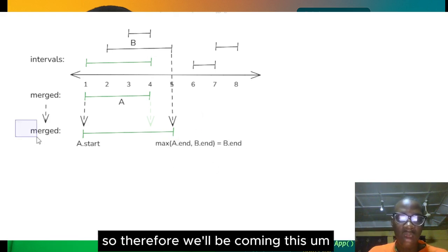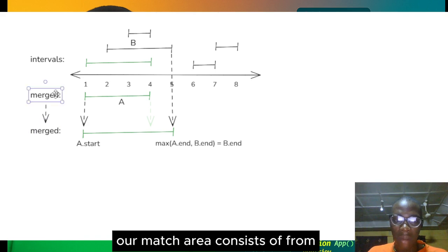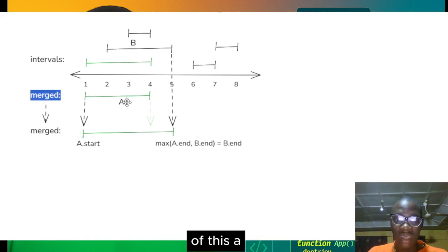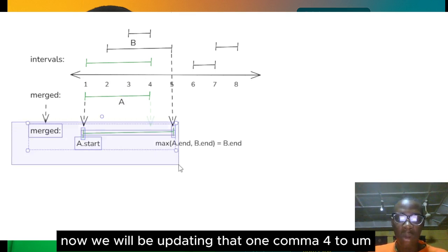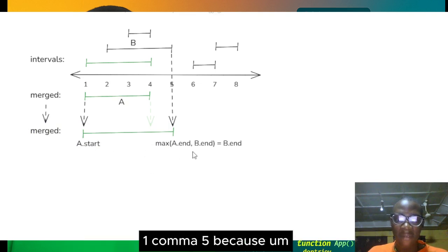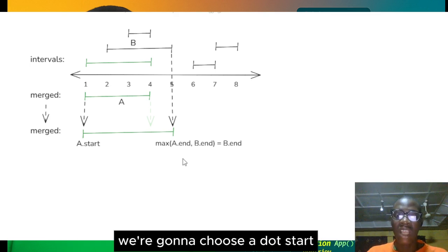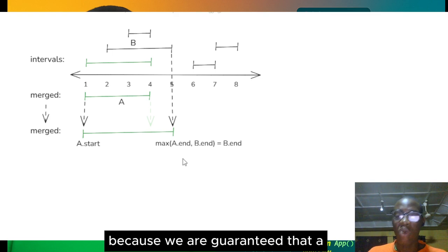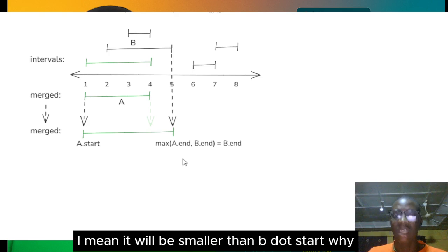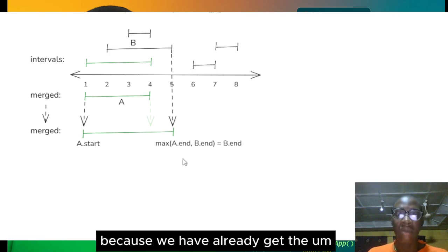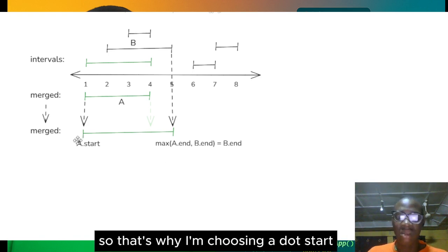Therefore our merge array consists of this a, which is 1,4, the very first interval. Now we will be updating that 1,4 to 1,5, because whenever two intervals merge like that, we choose a dot start, since we are guaranteed that a dot start will be toward the left. I mean, it will be smaller than b dot start. Why? Because we have already sorted the intervals in ascending order, so we can be sure that a comes before b. That's why we're choosing a dot start.